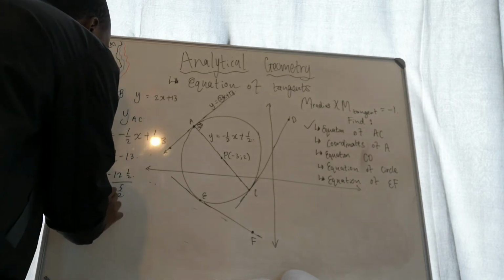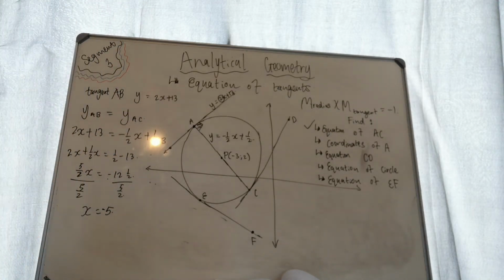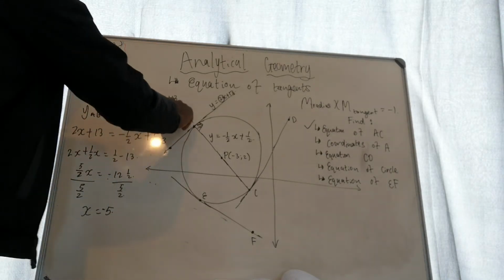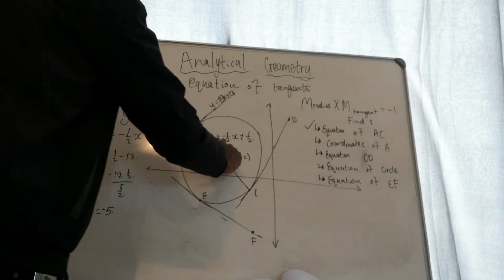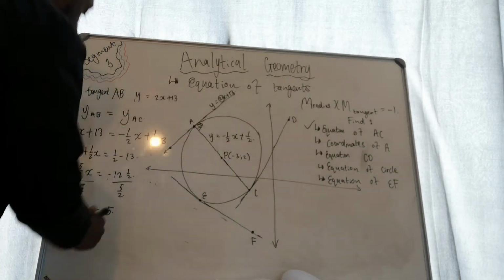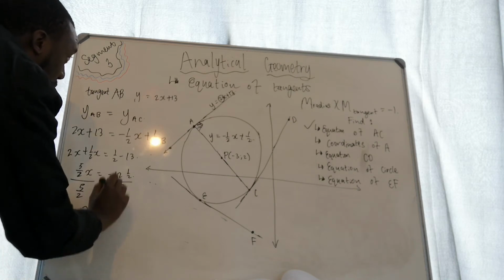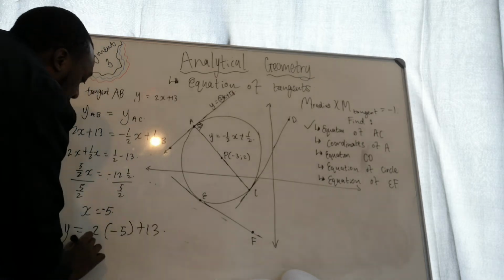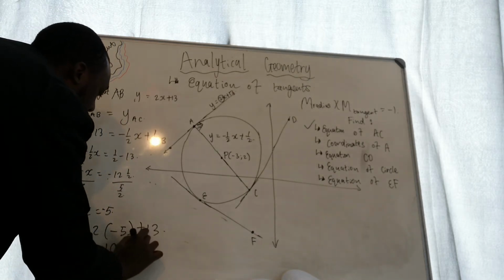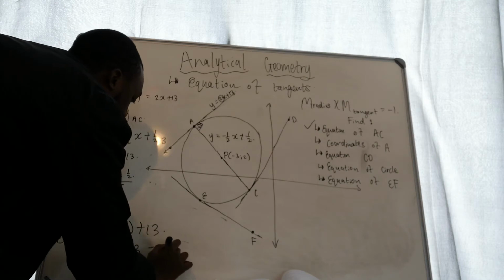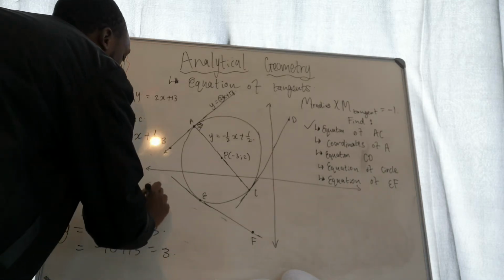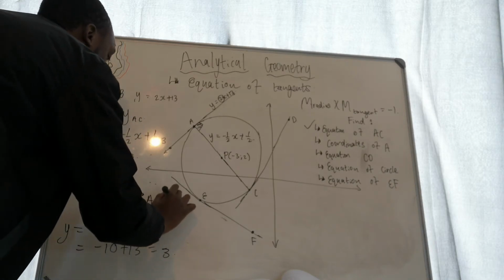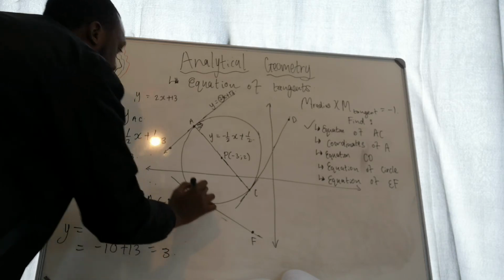No, it's a negative 5. It's a negative because of that negative. So x is actually equal to negative 5. Then how do I find the y? I could use either one of those equations, either this or that one there. So I'll choose that one there. So y is equal to 2 of the negative 5 plus the 13, negative 10 plus 13, you get a positive 3. And so the coordinates of A are negative 5 and a positive 3.